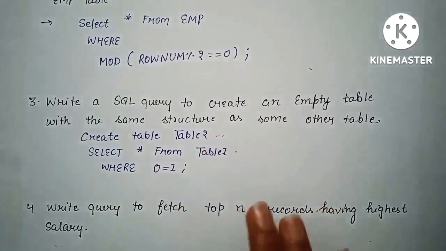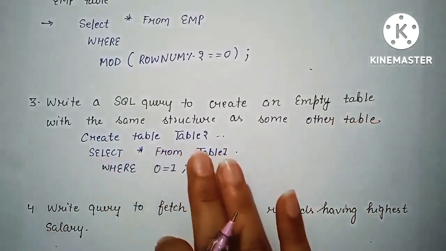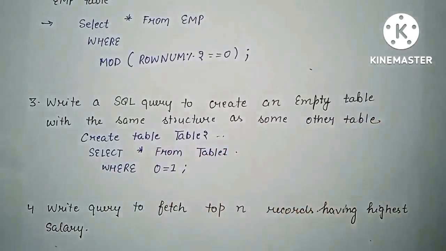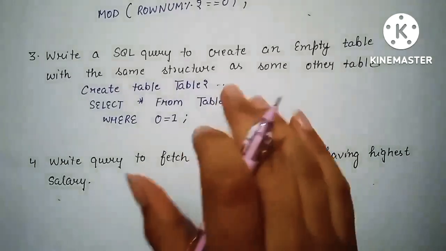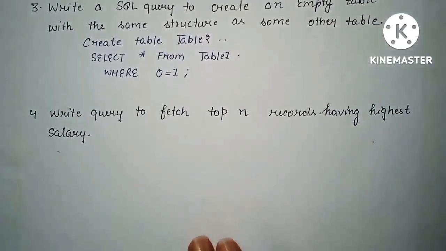Okay, so this is a query that will create an empty table, having only the same structure as table 1 but not the data, right? So this is the third query. I hope you understood this query. Okay, now let's see the next query.